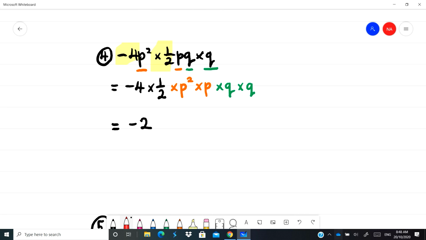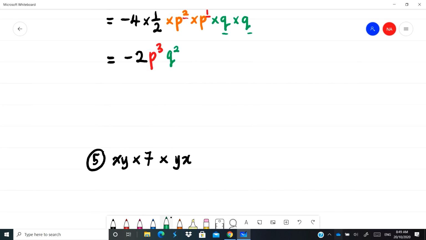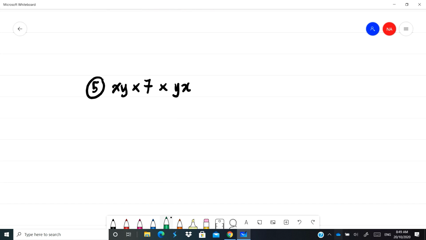Boleh faham ke? Sebab dekat atas ini ada 1. So 2 tambah 1. So we'll have p to the power of 3 now. So now untuk q, 1, 2, simple je lah, q square. You can also write your answer as negative 2q square p to the power of 3. Now for this one, look at your number. Tiba-tiba ada nombor dekat tengah. So you have to put the number first.